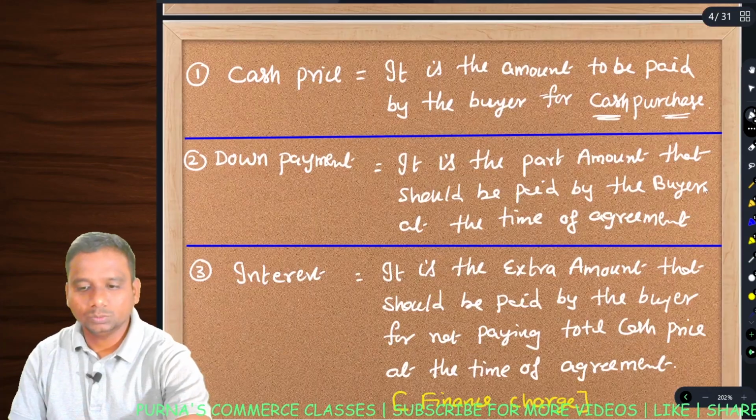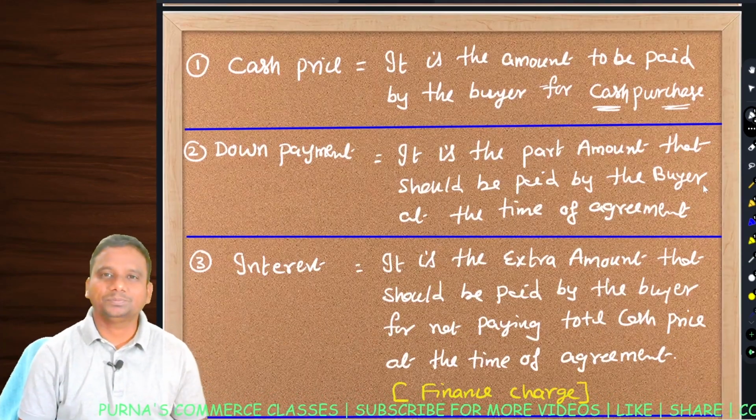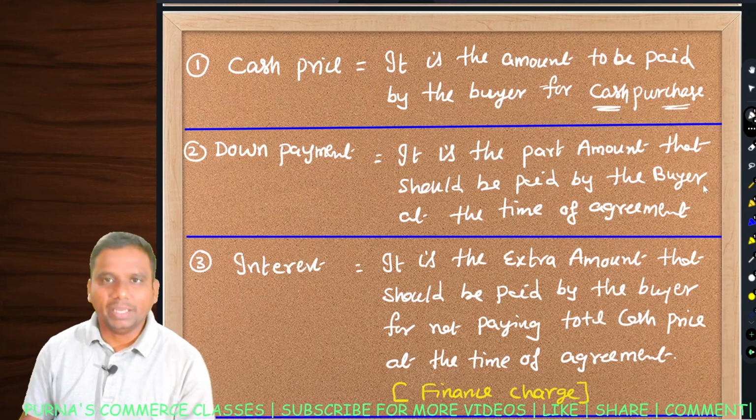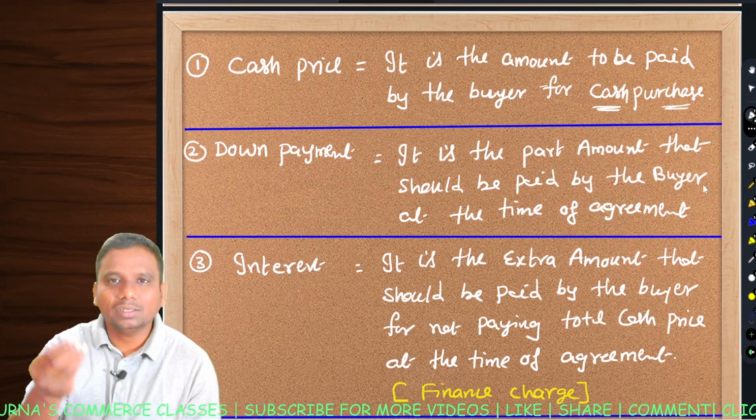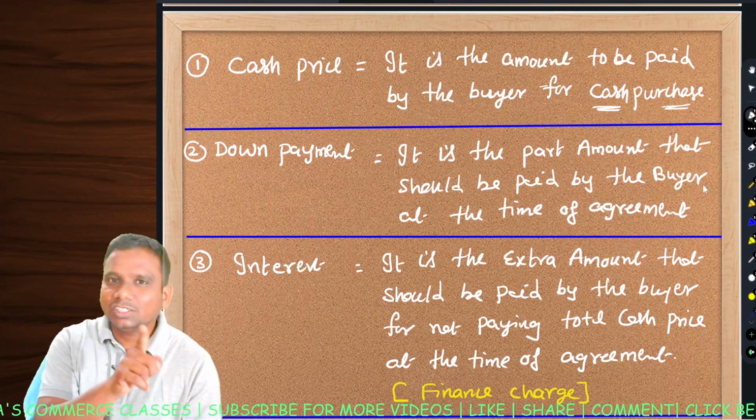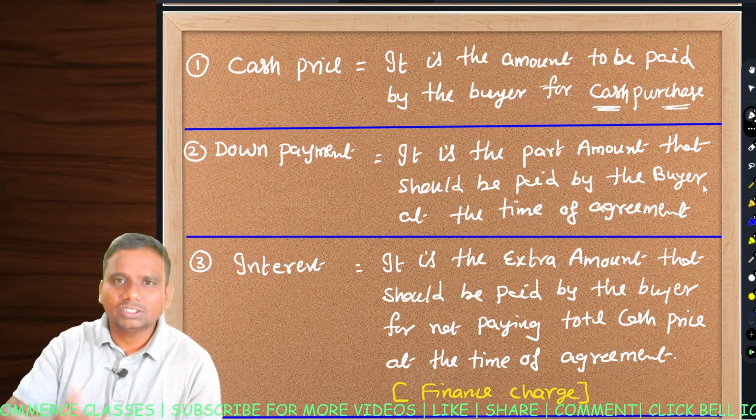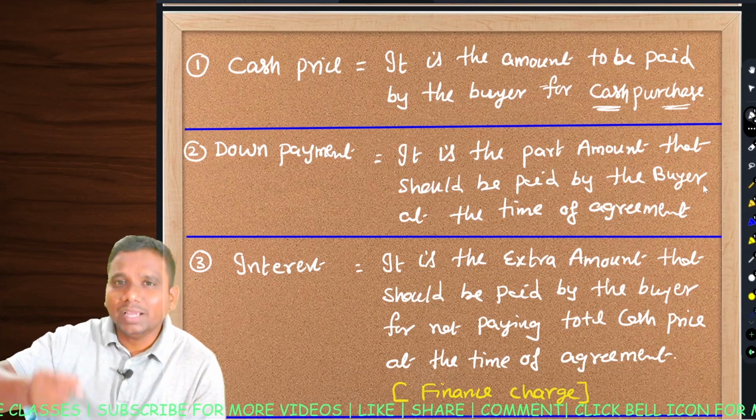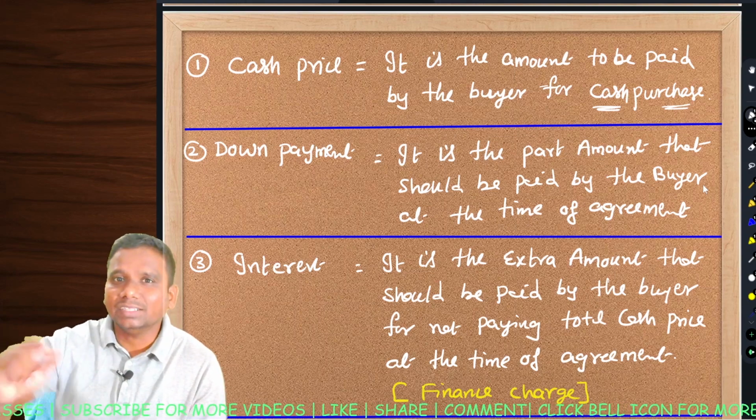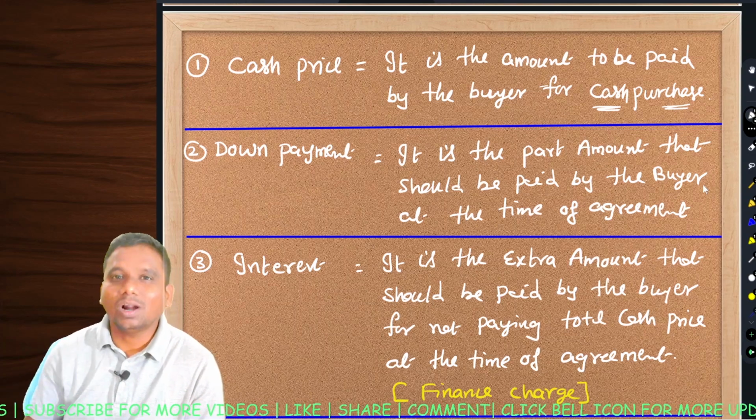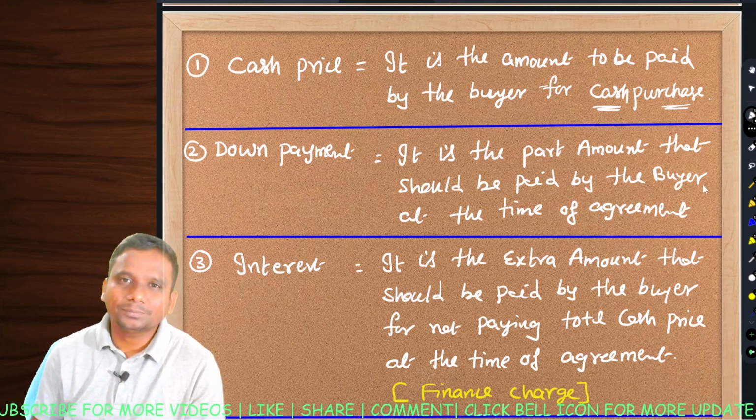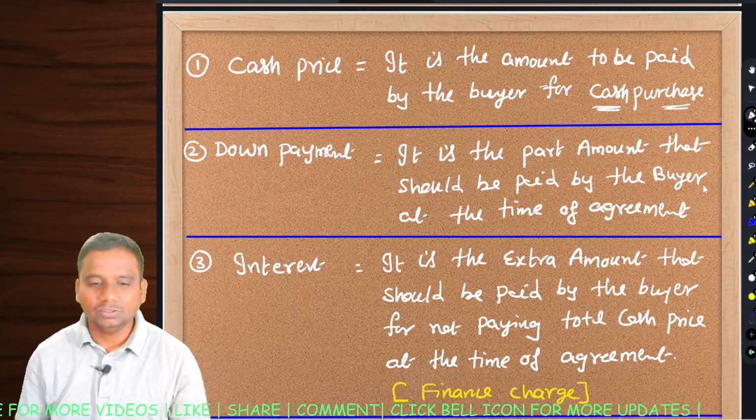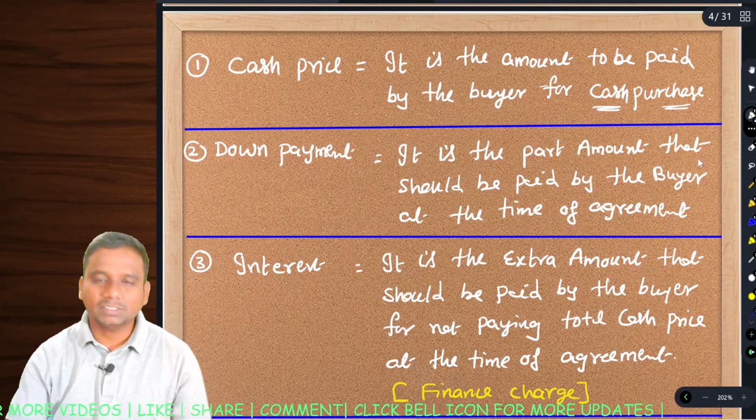Now come to this cash price. What is the meaning of cash price? It is the amount to be paid by the buyer for a cash purchase. Instead of purchasing the asset on hire basis, if you buy the asset by paying full cash, then what is the amount you have to pay? That is nothing but the cash price of the asset. This you should calculate. Next, down payment.